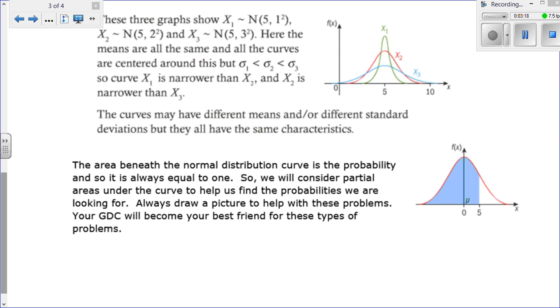The area beneath the normal distribution curve is the probability. So underneath the entire curve, the area would be 1. And we will consider partial areas under the curve to help us find the probabilities we are looking for. So we're actually only going to be looking for part of the area under the curve, so we usually draw a picture to help us see if our answers make sense. And we're going to be using our GDCs, graphing calculators, to do these problems so that our life is much, much, much easier.